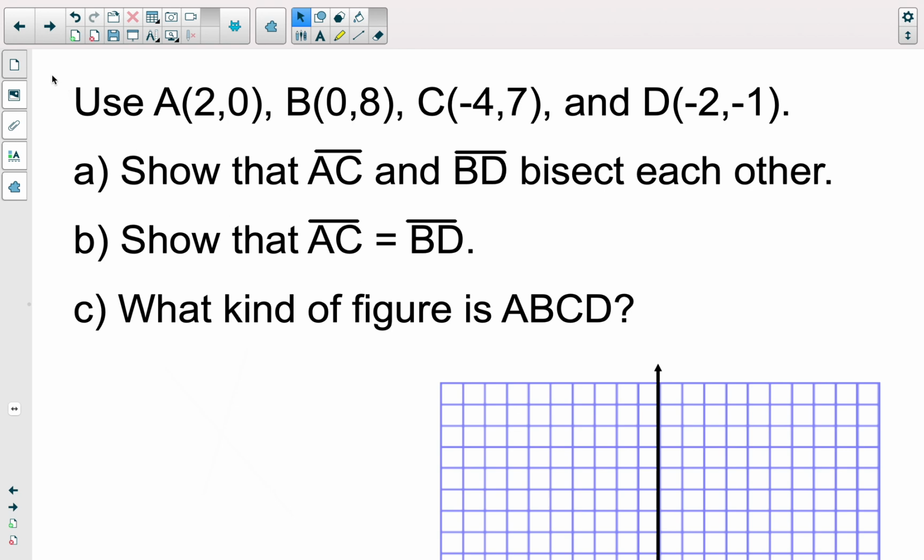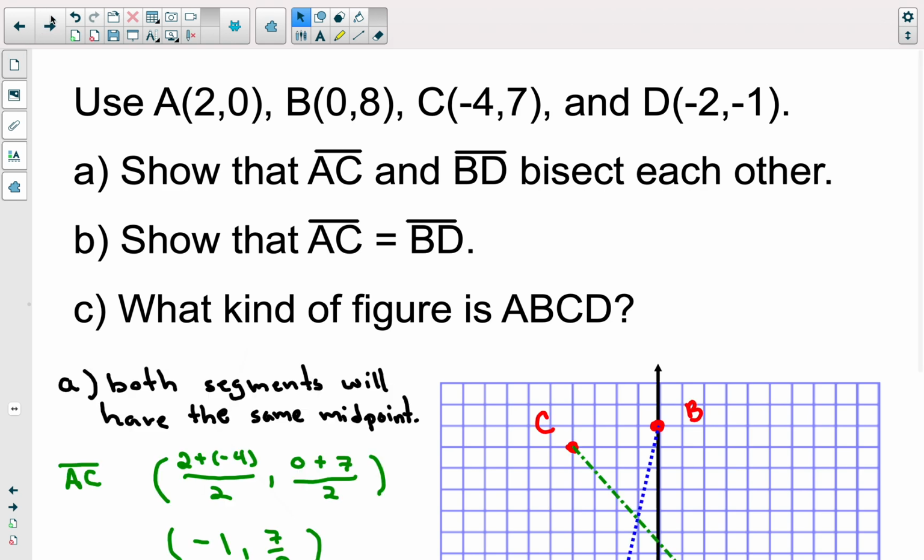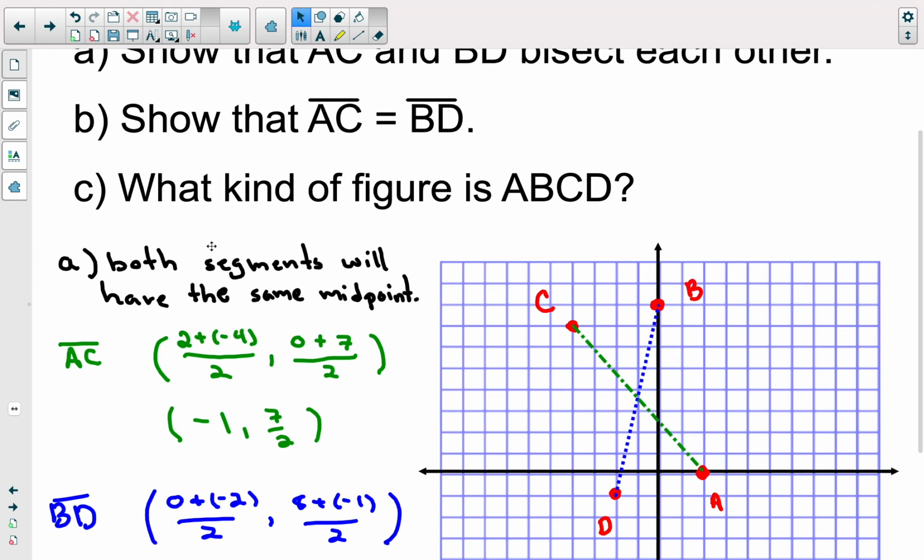So start with part A, just showing that they bisect each other. So we're looking at two segments, to see if they bisect each other. If they bisect each other, then that means the midpoint of segment AC will have to be identical to the midpoint of segment BD. So let's start with that, right? So they're going to have the same midpoint.